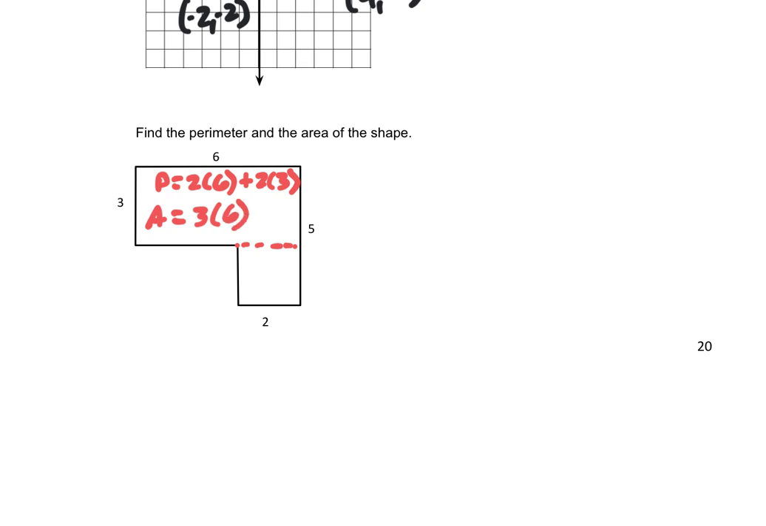Okay, the bottom part's a little bit tricky. We know the length is 2. If from here to here is 3, what's the rest of this? 2, because the whole thing is 5, right? So 5 minus 3 would put this to be 2. The whole thing was 5. From here to here is 3. So the leftover is 2. So the perimeter would be 2 times 4, because we have 4 sides of 2, right? And my area would be 2 times 2.